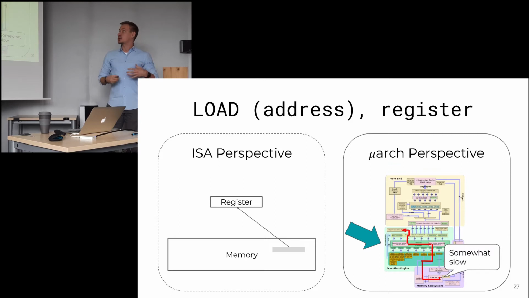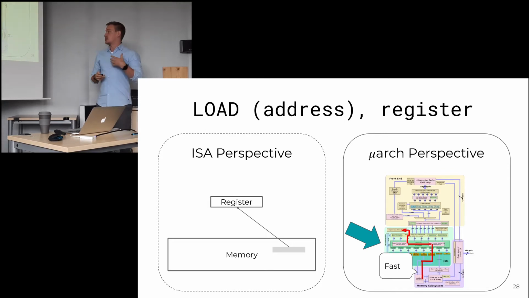If this load has been executed sometime before, but it has been a long time, this data might be temporarily stored in one of the intermediary buffers, and it will be somewhat faster. And if this load has been executed very recently, then this stale data can still be very close to the CPU, and the path will be much shorter, and it will be executed fast.